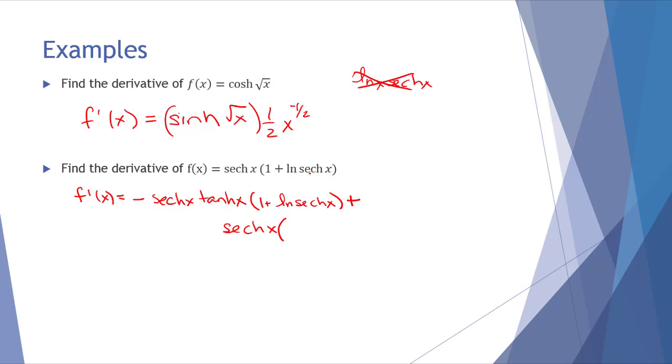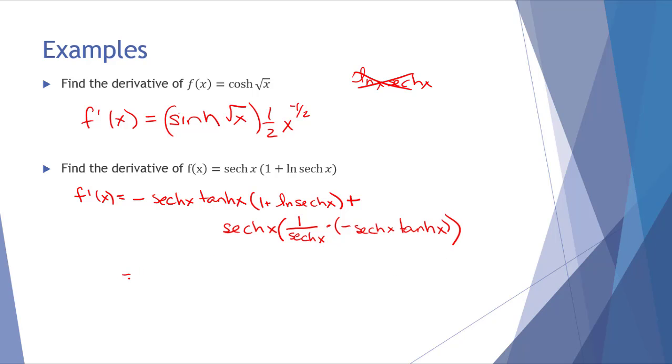The derivative of the natural log of the hyperbolic secant of x, this is going to require a chain rule. The derivative of the outside function, that's the derivative of the natural log first, so I need 1 over, don't touch the inside function, hyperbolic secant of x, times the derivative of the inside function, so that's times the derivative of hyperbolic secant of x, which we just said is negative hyperbolic secant x, hyperbolic tangent x.